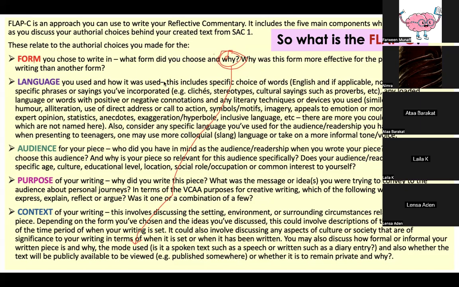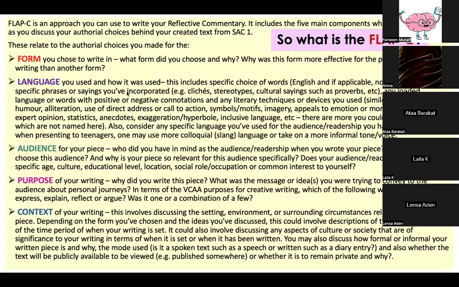Okay, there must have been a reason there, because I remember in class a lot of you were experimenting with different forms. So why did you end up, for example, writing a speech for your SAC instead of something else? Why was that something important for you? Okay, and why was, for example, your eventual choice of writing a speech allowing you to better communicate your ideas about personal journey compared to using another form like diary entries or letters? Like, why was that more effective? So that's what you would put under form.